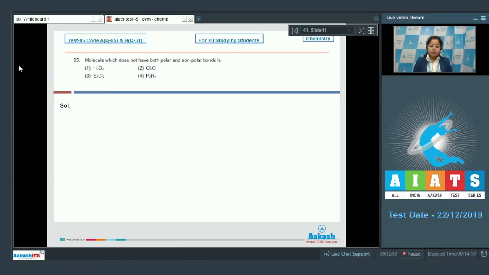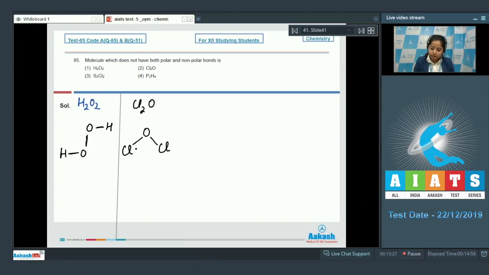So students, let's draw the structures and then we'll be able to find out which compound does not have both polar and non-polar bonds. Starting with H2O2. The structure of H2O2 is, this is a polar bond and this is a non-polar bond. Moving to the next option, which is Cl2O. In this case, oxygen is the central atom and chlorines are the surrounding atoms. Both the bonds are polar bonds.